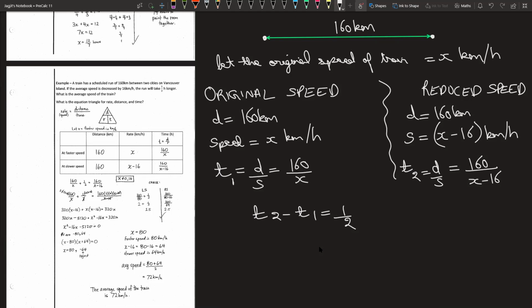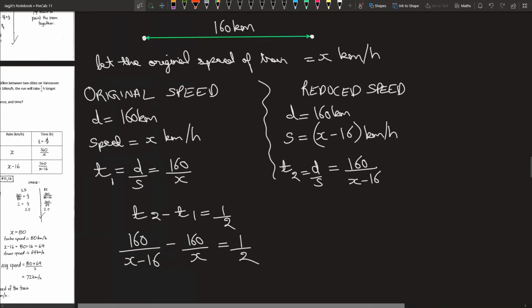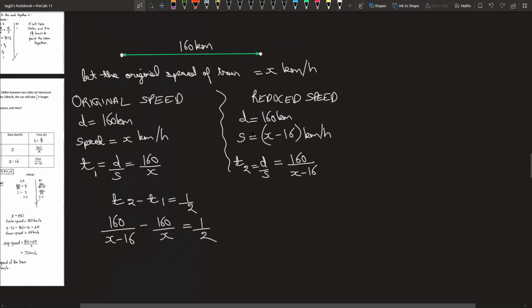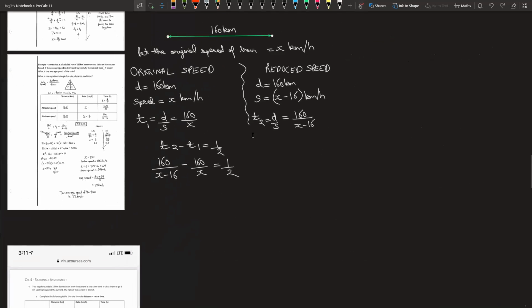because it took half an hour longer. Okay, what's my T2? It's 160 over x minus 16. What's my T1? It's 160 over x, and that's half an hour longer, so that's equal to half. Okay, guys, rest is going to be super simple. We have this expression, and we're just going to simplify this now. What we're going to do here is we're going to get the common denominator.